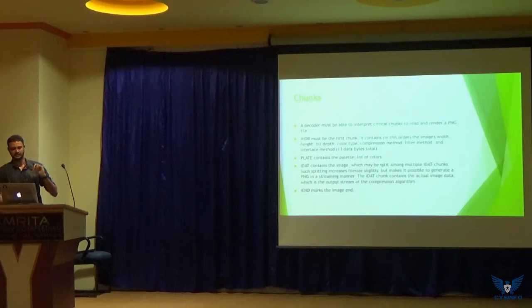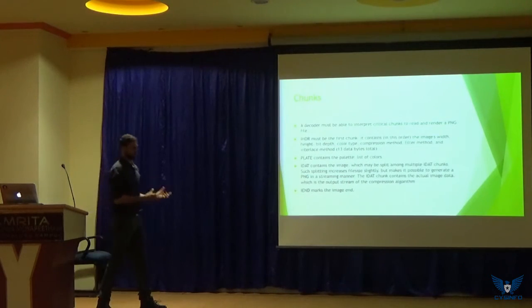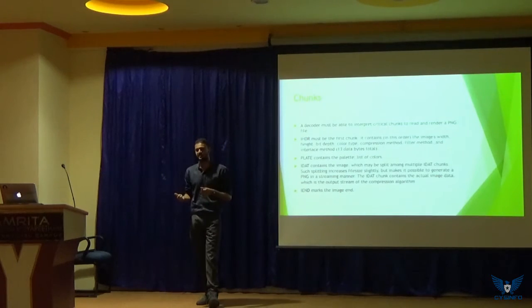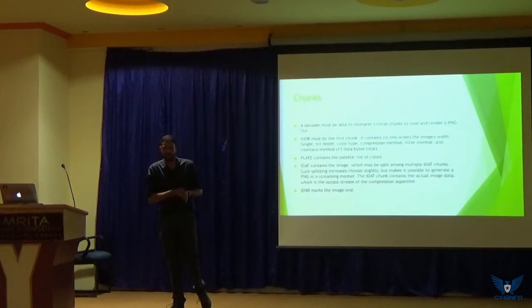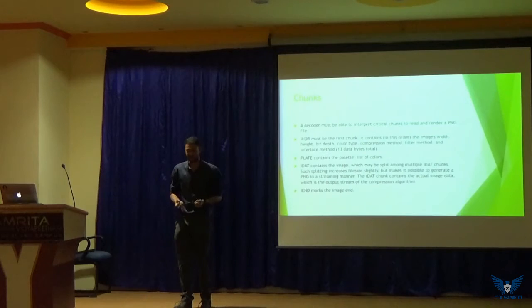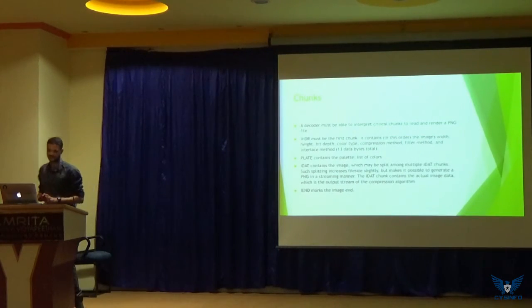So these are critical chunks, which a decoder must be able to read. Why? Because without these chunks, a decoder cannot understand what the file format is, what the particular file is showing, or what the data in the PNG file is. So all these critical chunks should be read by the decoder.